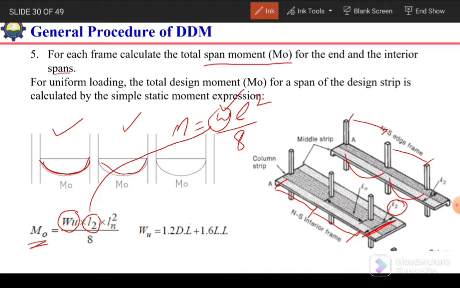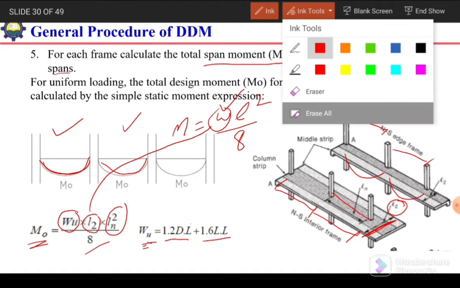And the next is L. So L is actually clear span. So the clear span is actually the face to face distance between the columns. So face to face distance between the columns is the clear span. It is denoted by Ln. So Ln squared divided by 8, from here we can calculate the static moment. And this Wu is the uniformly distributed load, which is factored dead load plus factored live load.